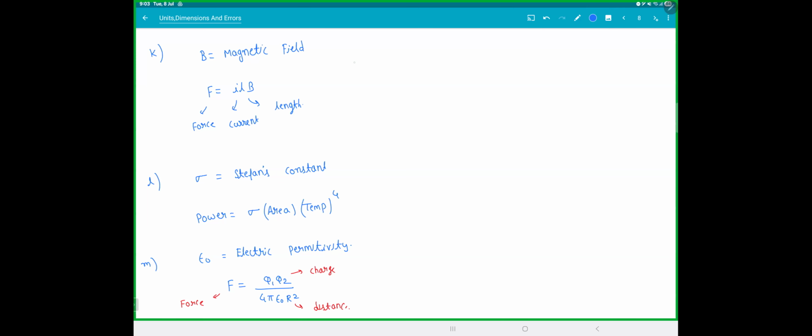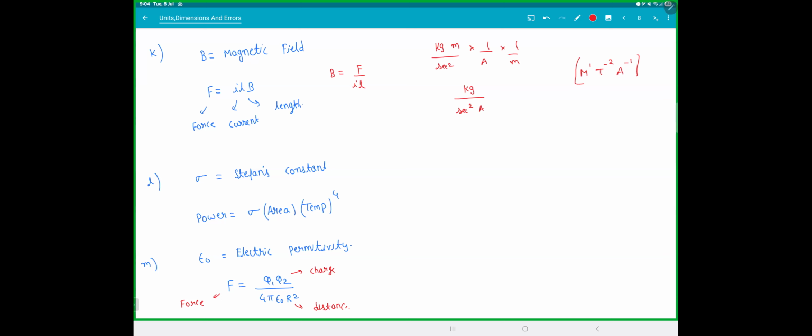Magnetic field is easy. So B is equal to F by IL. So force is nothing but kg, that is mass into acceleration, meter per second square. Current is ampere. Length is 1 by meter. Meter goes off. You get kg by second square ampere. So this will be m power 1, t power minus 2, ampere power minus 1. There is no L here. That's your magnetic field dimensions. M power 1, t power minus 2, a power minus 1.